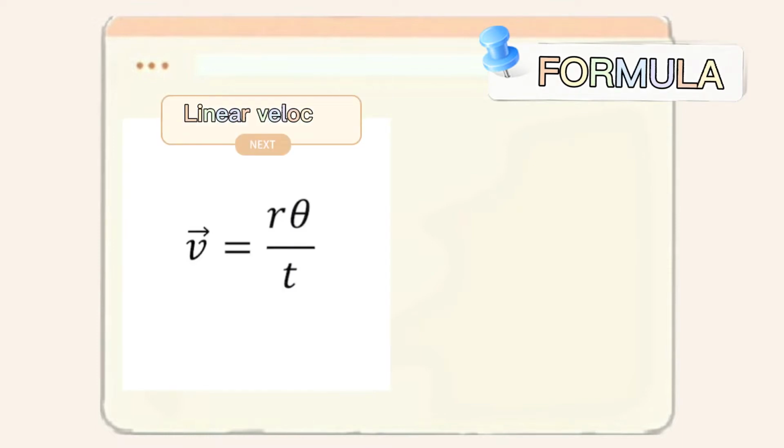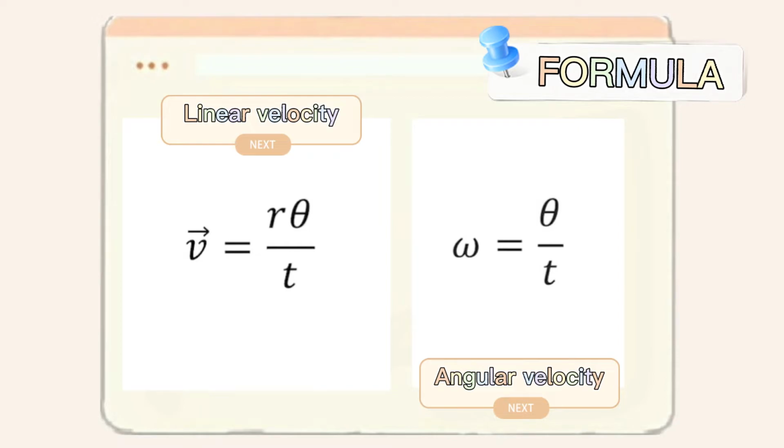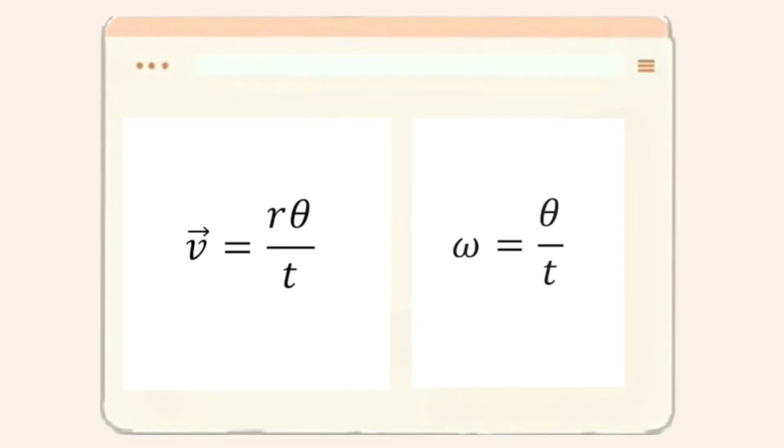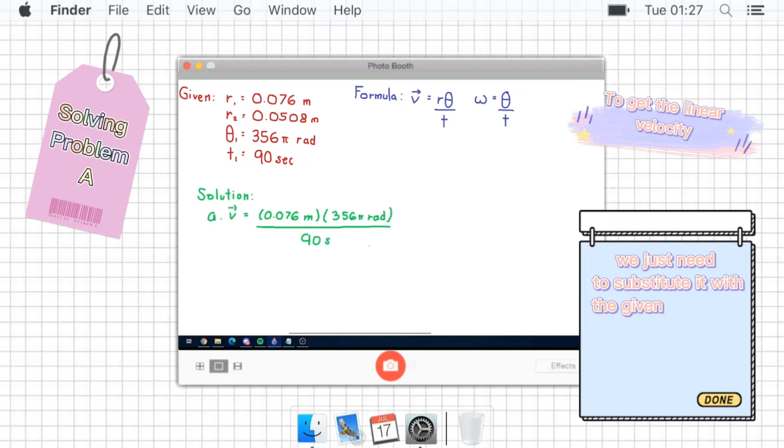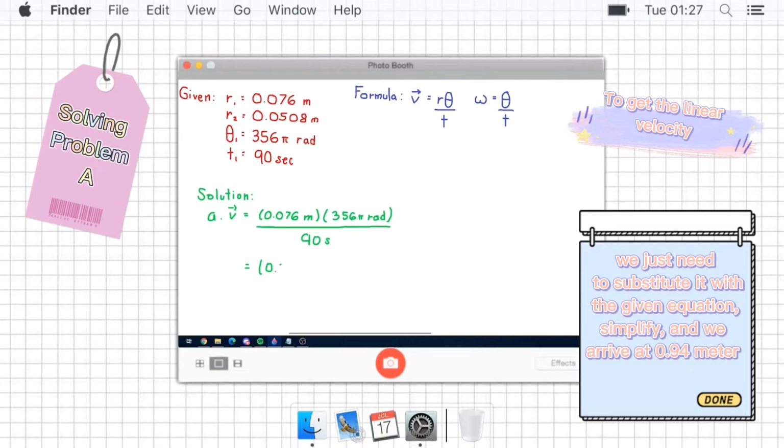Next, we list the formulas needed for the problem. After listing the needed equations, now we can proceed with the solution. With all the needed information prepared, solving the problem is quite easy. To get the linear velocity, we just need to substitute the givens into the equation, simplify, and we arrive at 0.94 meters per second.